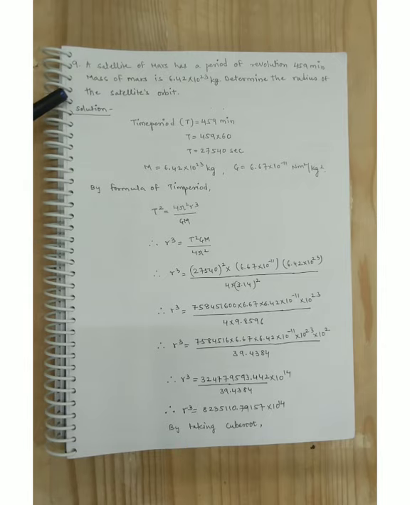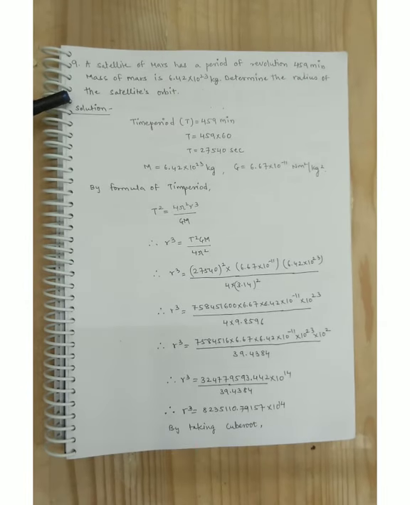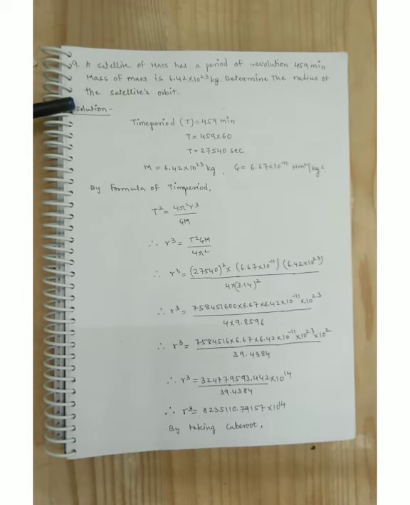So guys, in this case again we have to find out the radius of the satellite's orbit. It means the satellite is revolving in one orbit, and we have to find the radius of the satellite's orbit. It means we have to find the distance between the satellite and Mars, because here they mention the satellite of Mars.